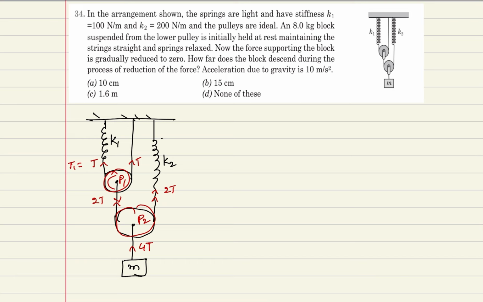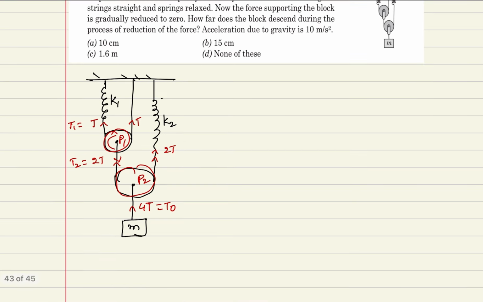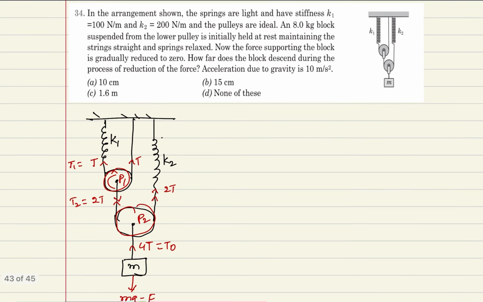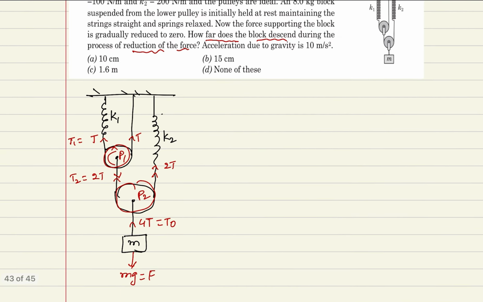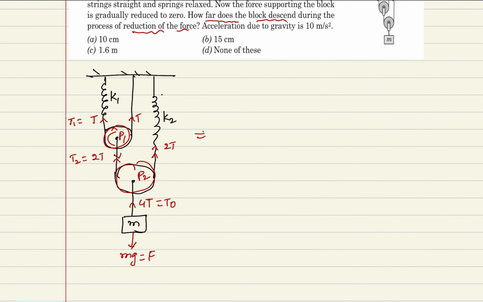Now as per our question, this is our T1. This is our T2, which is equal to 2T, and our T0 is this, and whatever external force is there, that is mg, that value is equal to F. You observe carefully how far the block descends during the process of reduction of the force that they are actually giving. Now we are going to replace this with a single block system.